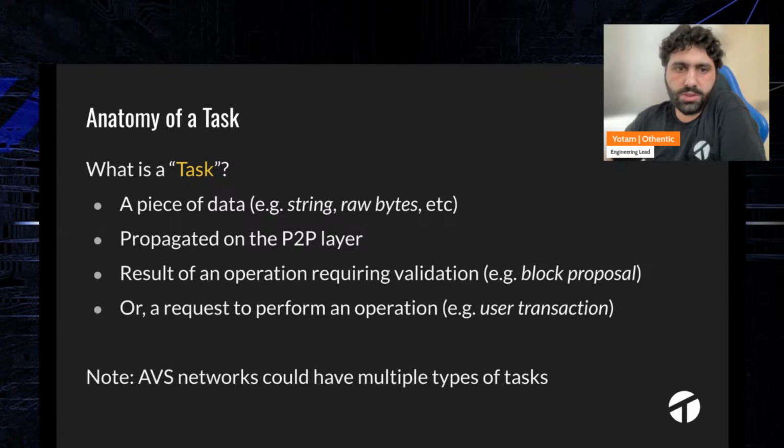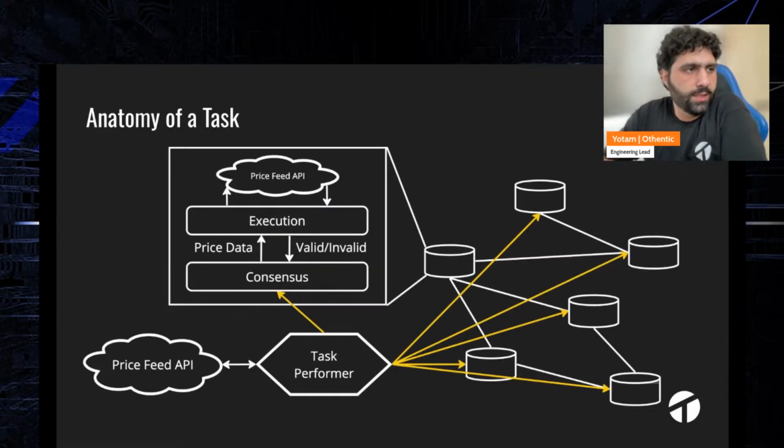One other thing to note here is that AVS networks could have multiple types of tasks. So you're not limited to a single type of task. Just as an example, let's go over the AVS sample that we have in the workshop document that I'm going to show in a second.